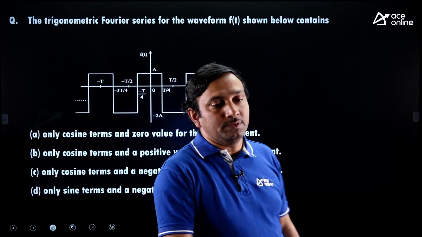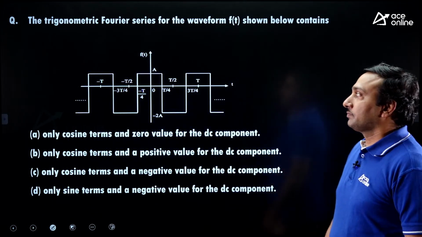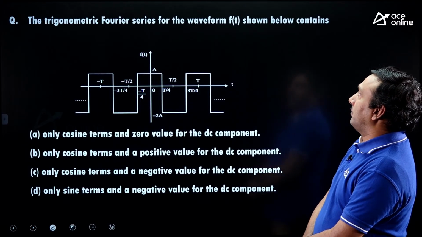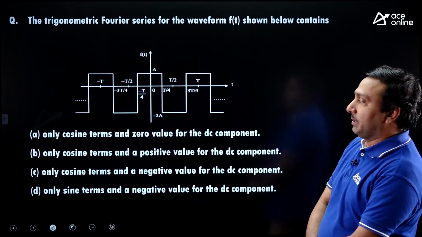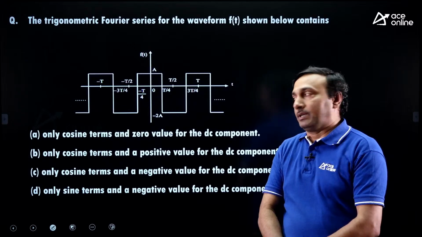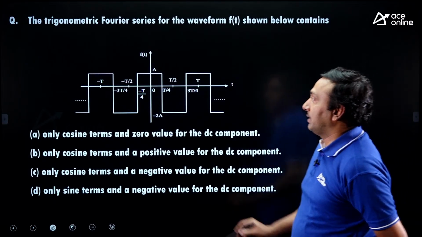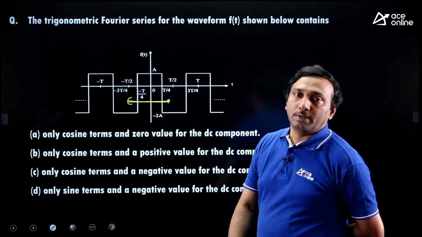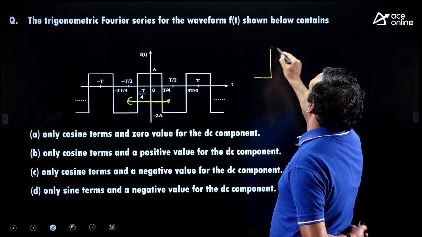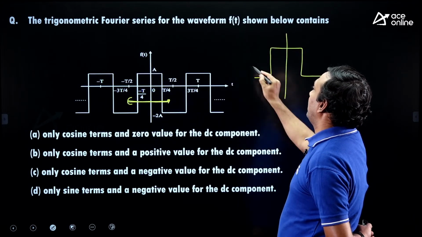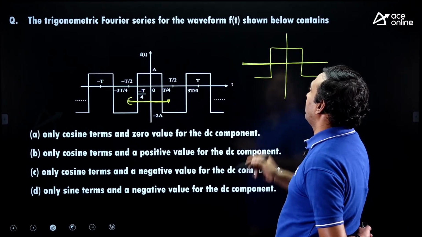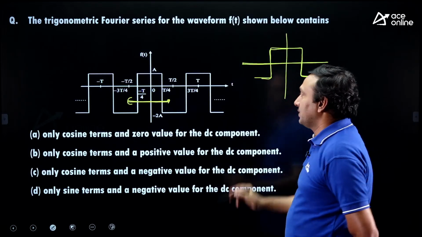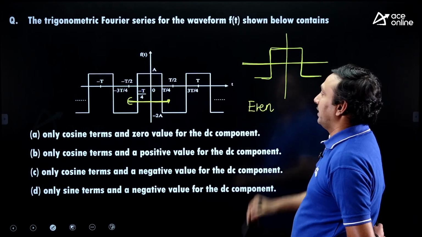Please make a try. Please observe this model. The trigonometric Fourier series for the waveform shown below contains which terms? Indirectly we have to check its symmetry. When you see the graph, this is the reference period for us, minus T by 2 to plus T by 2, which looks perfectly even symmetric. It is perfectly even because f(t) equals f(-t), the folded version is also the same. It has even symmetry perfectly.